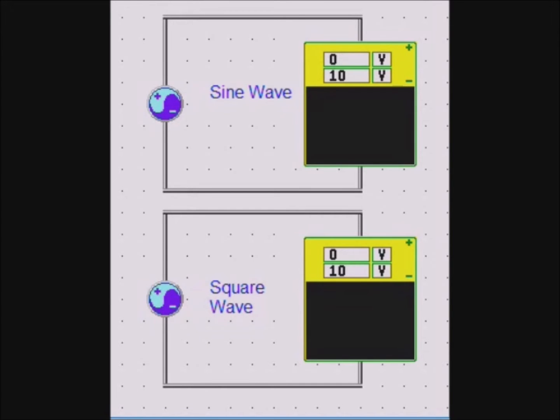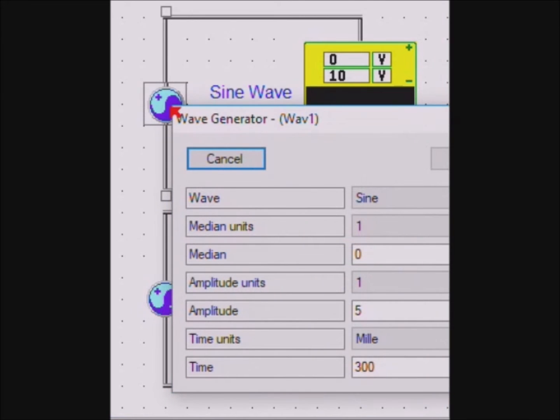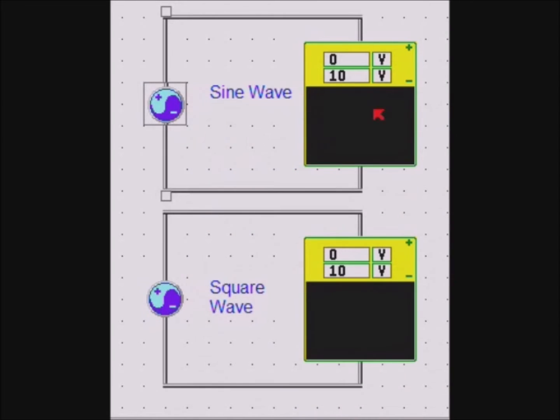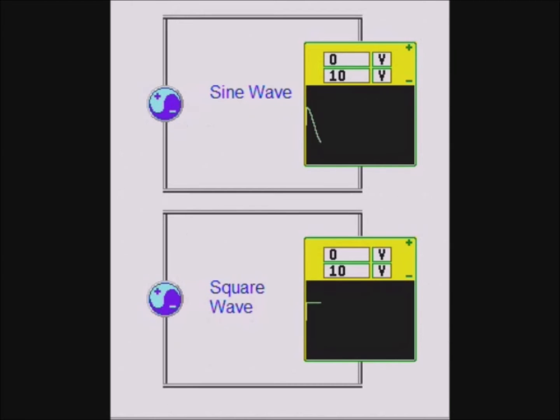Here we have two waveform generators. As you can see, we can set the waveform, median, amplitude and frequency. We start the simulator to show the waveforms generated. The sine wave is typical of the waveform created by an electric generator or dynamo.